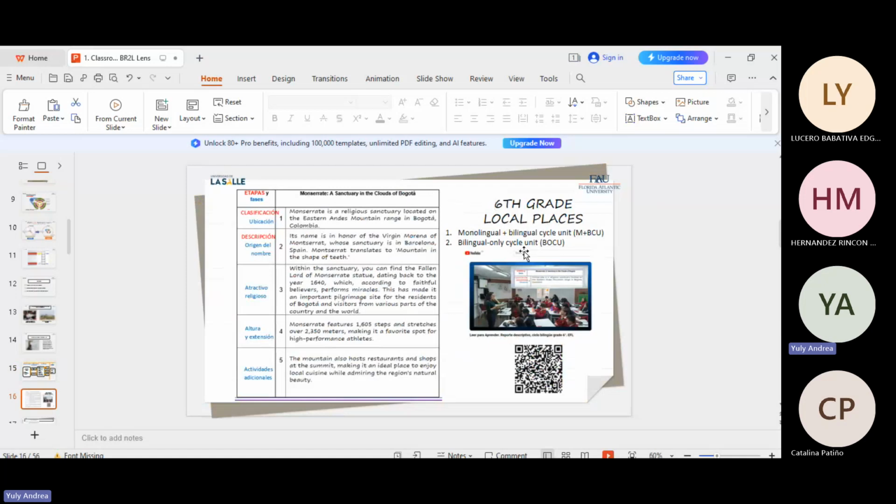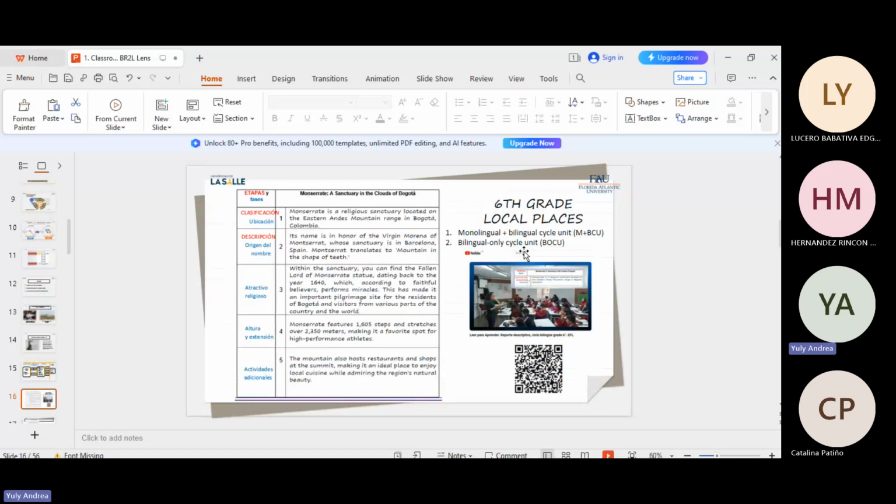So that was for 6th grade, and I want to mention that with 6th grade, I conducted a monolingual plus bilingual cycle unit with 1 grade, because I have two grades for each one. So 6th grade 601 and 602. So with 601, I conducted a monolingual and then a bilingual cycle unit. That means that I first presented the text to my students in Spanish. I developed the whole unit in Spanish, and then I developed the whole unit in English, the same text that is called mirror text.